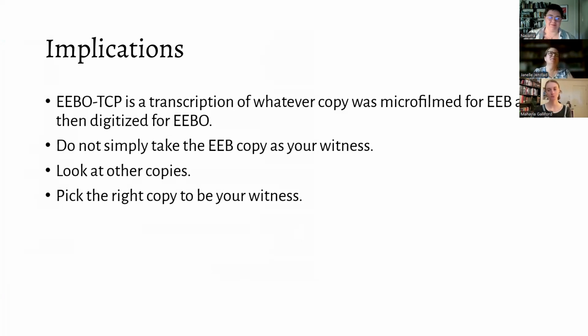I've already addressed the implications of taking EBO TCP as a starting point. You don't simply want to take the Early English Books microfilm copy as your witness. They were chosen because they were convenient. It was convenient to go to the Huntington Library and the British Library and the Folger Library and microfilm a lot of stuff at once. That doesn't mean they were the best copies or the most logical copies. So do look at other copies and pick the right copy to be your witness.